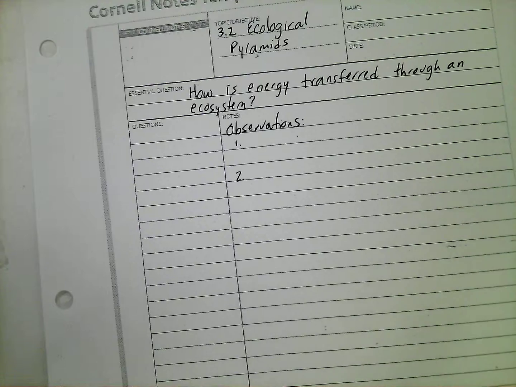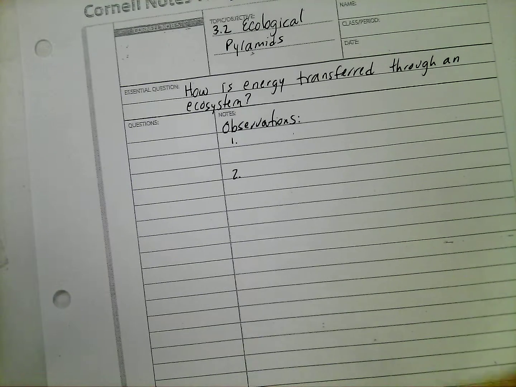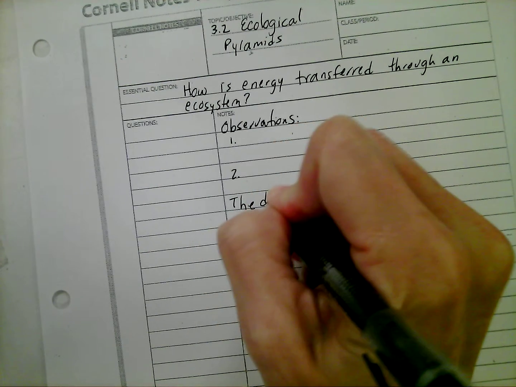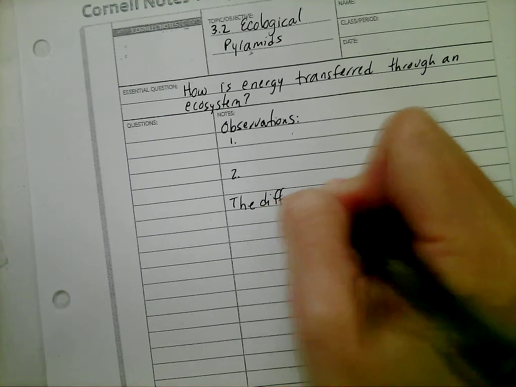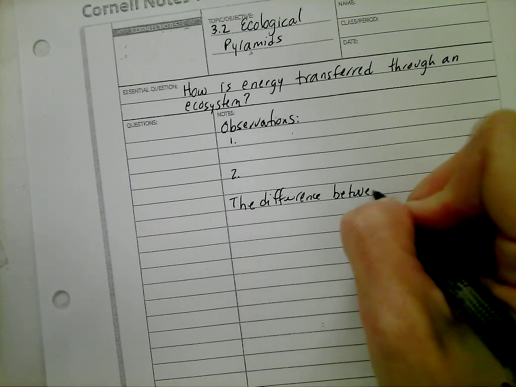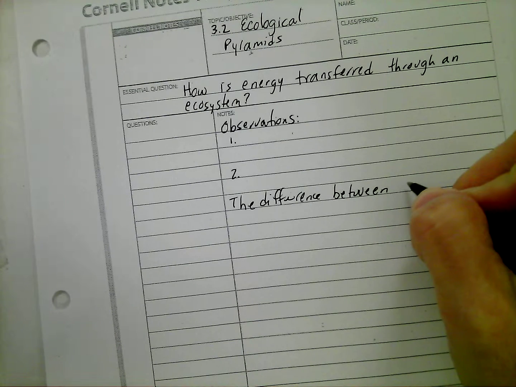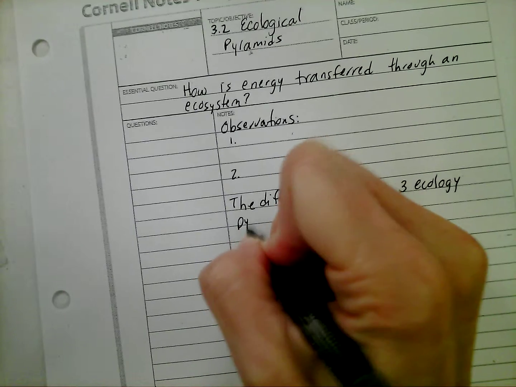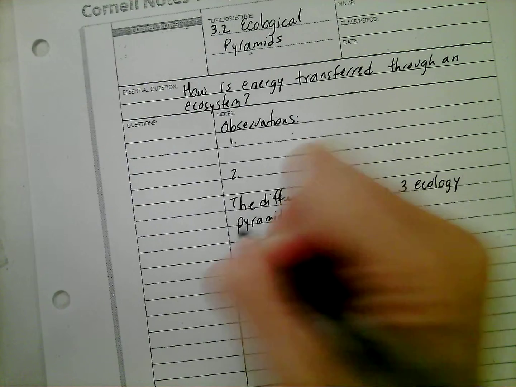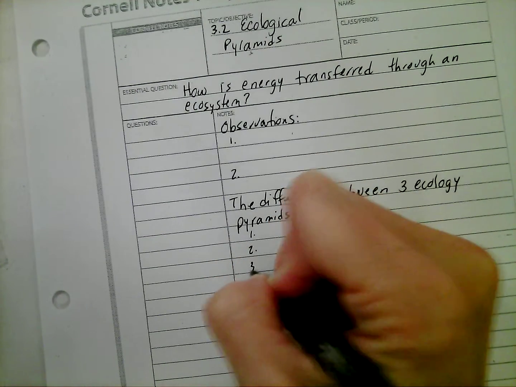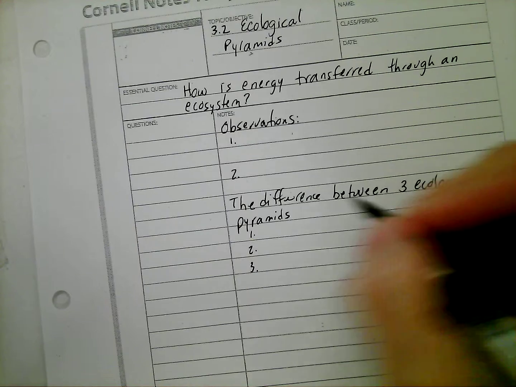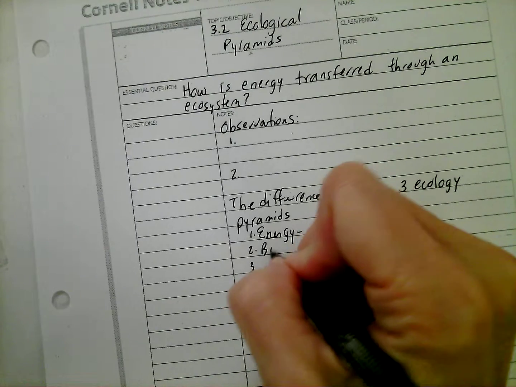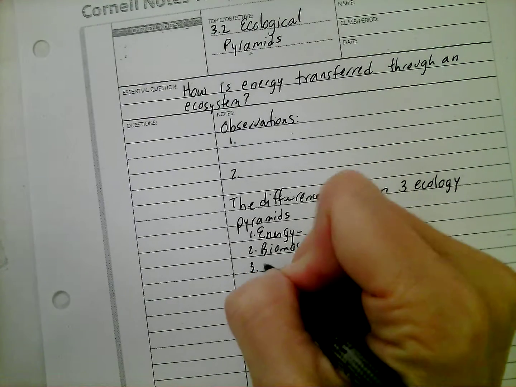Alrighty, so you should have written down 2 observations. Now, we need to know the difference between the 3 types of pyramids. I'm having trouble writing today. Difference between 3 ecology pyramids. Okay, so there were 3 different types of pyramids, so we're going to go ahead and write those types down. One is the energy pyramid. One is a biomass pyramid. And one is a pyramid of numbers.